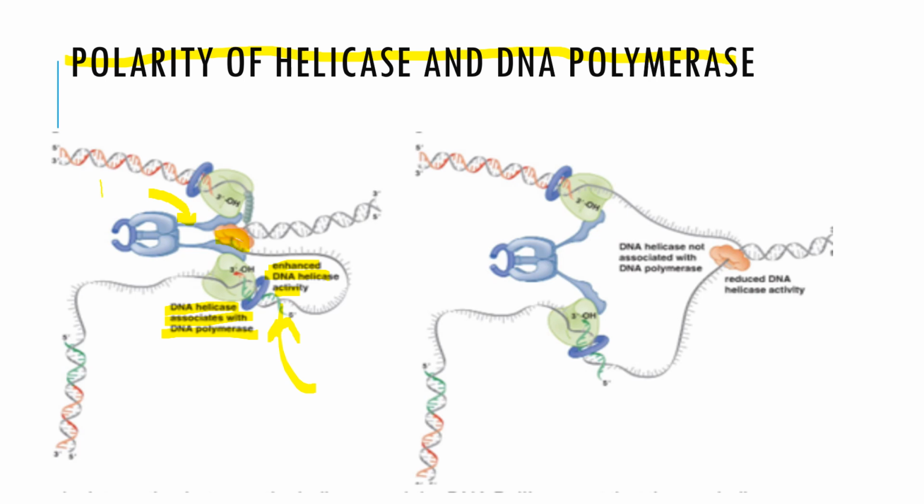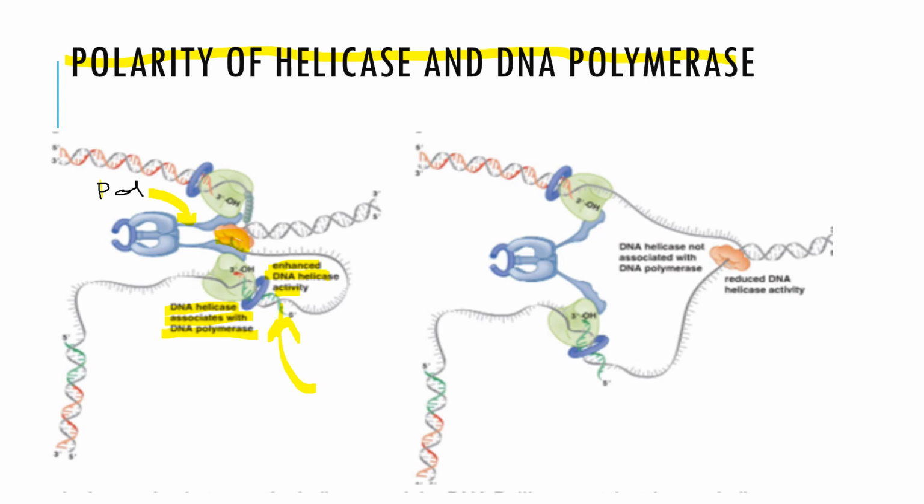Let me change color. Polymerase. So if there is an association between DNA helicase and the DNA polymerase, in that case the DNA helicase activity will be increased, and if there is an increase in the DNA helicase activity, ultimately the process of polymerization will go smoothly, because they both are working together. When they are working together, it's obvious that the polymerization activity will be improved.